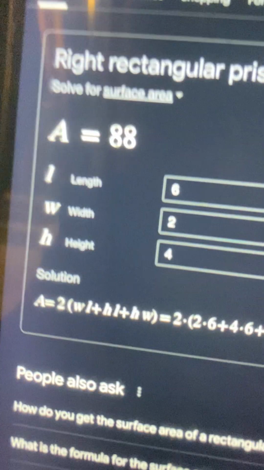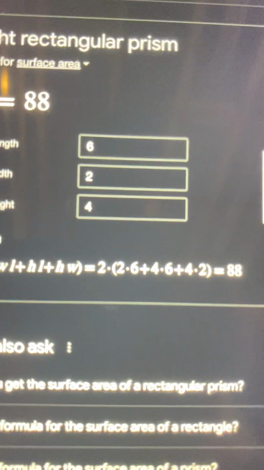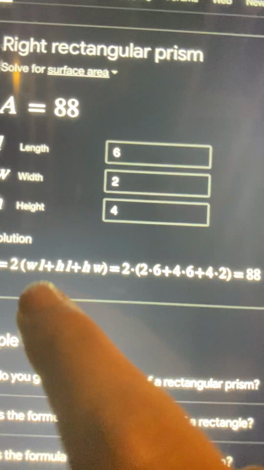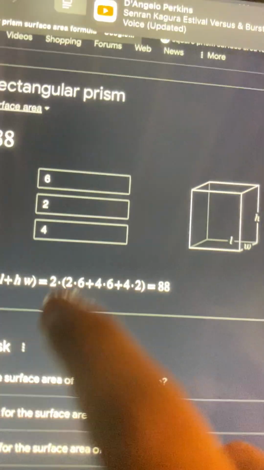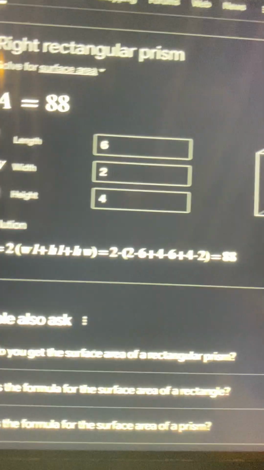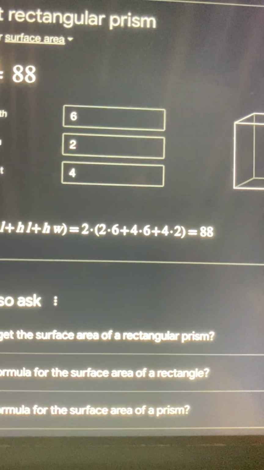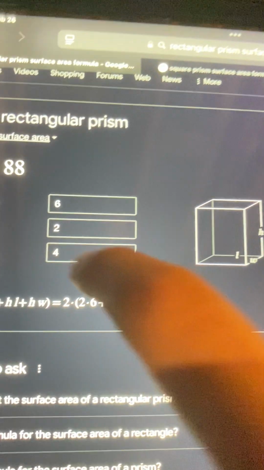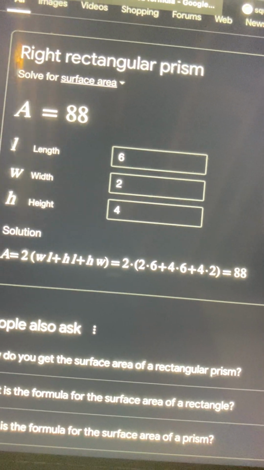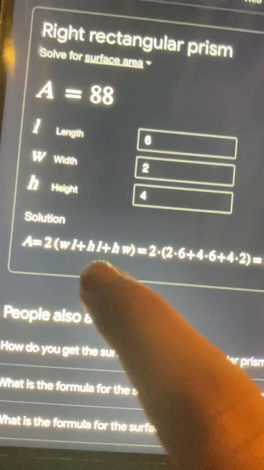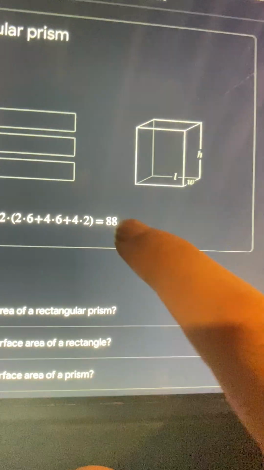We got 88 because we knew that the surface area is 2 times WL plus HL plus HW. So if we do a little bit of math, I know, so frustrating. The W is 2 and the L is 6. WL is W times L, so 2 times 6 is 12. Then 4 times 6, which is 24. 12 plus 24 is 36. Then 4 times 2, which is 8. And 36 plus 8 is 44. And if we multiply 44 by 2, we get 88.